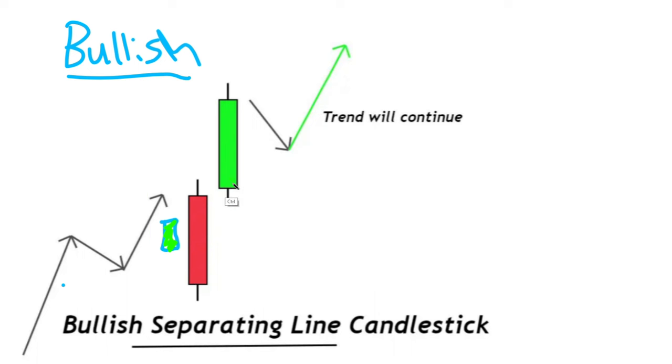And now I actually realized that I forgot to mention something on the theory part of this pattern, and that is that we want this green candle to open at or near the highest point of the red one. So this is actually the last criteria of the separating lines, that the next candle needs to open close to this point. As you can see, in this case, the green candle opened just slightly below, but this is still good enough to be a separating lines.